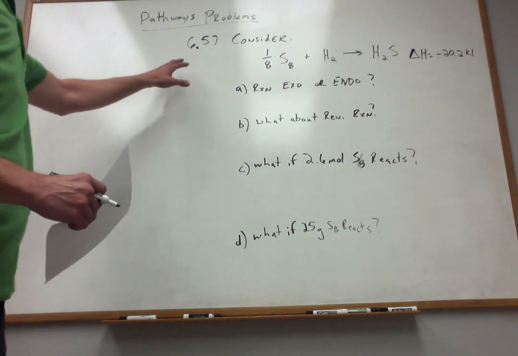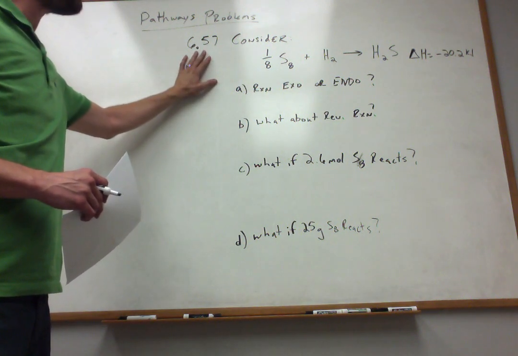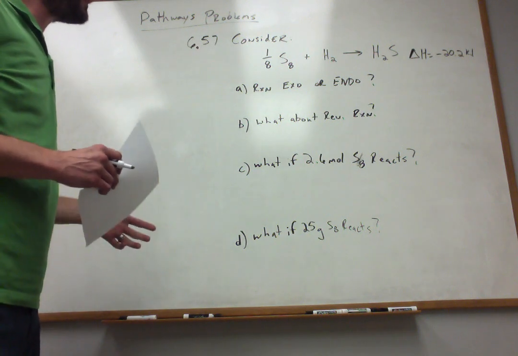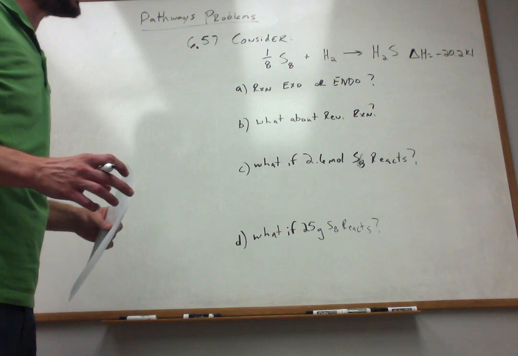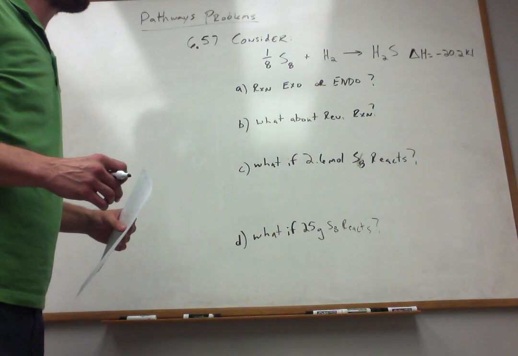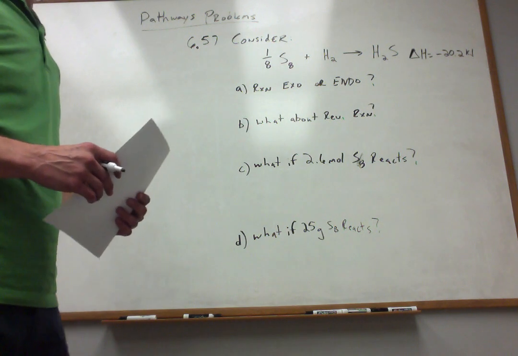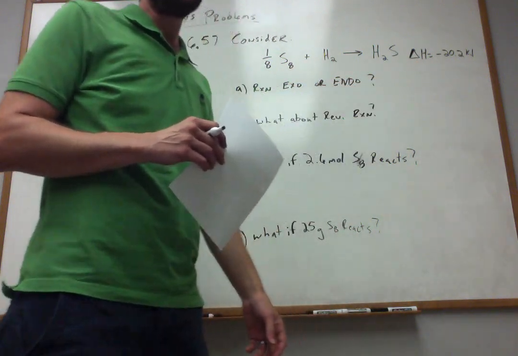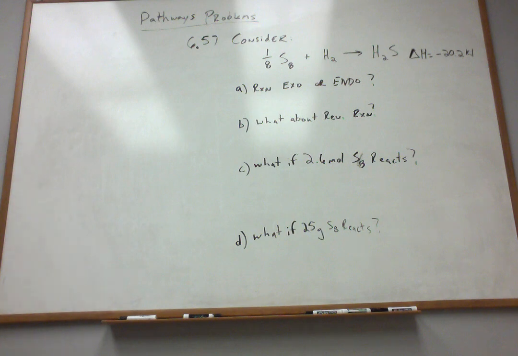Okay, let's work pathways problem 6.57. It asks us to consider this reaction: 1/8 of S8 plus H2 to make H2S. We are given an enthalpy of reaction, delta H, of negative 20.2 kilojoules for this reaction as it is written.